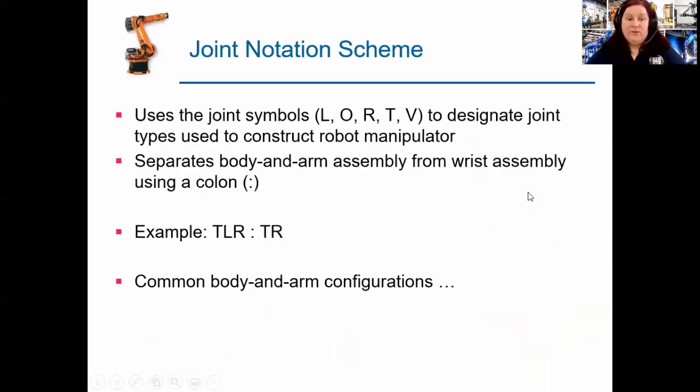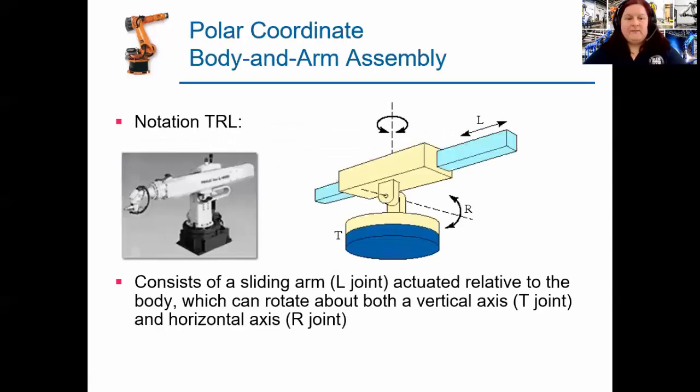So we use the following joint notation scheme to designate the joint types used to construct the robot manipulator. We can use L, O, R, T, V, and we can separate the body and arm assembly from the wrist assembly using a colon. So we can say what kind of things we might have in it. One example is TLR:TR. So let's review some of them.